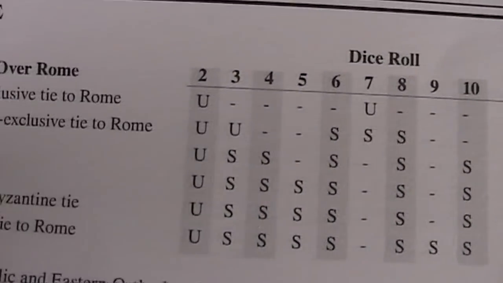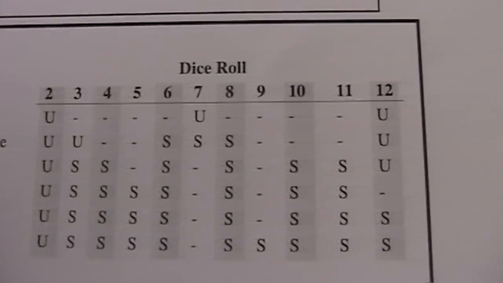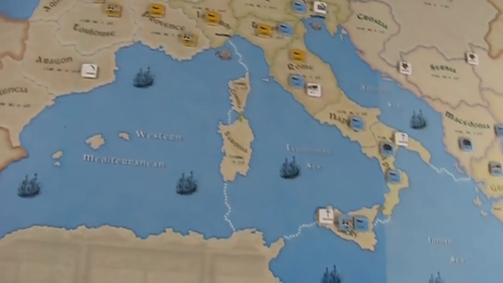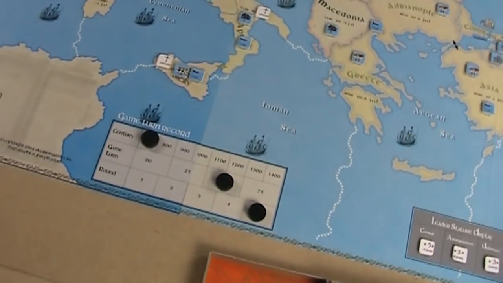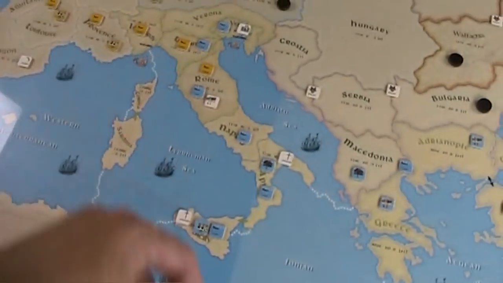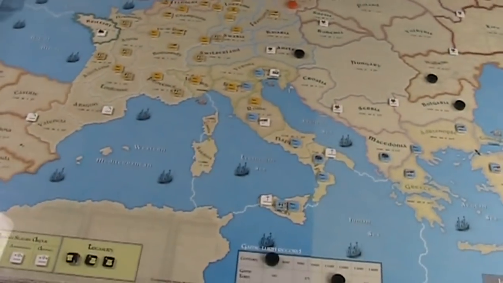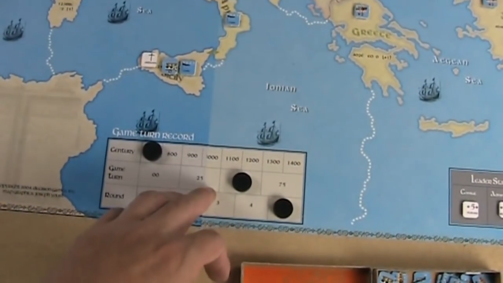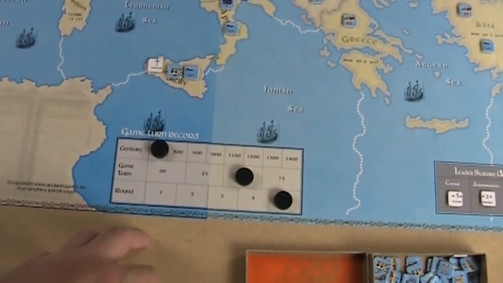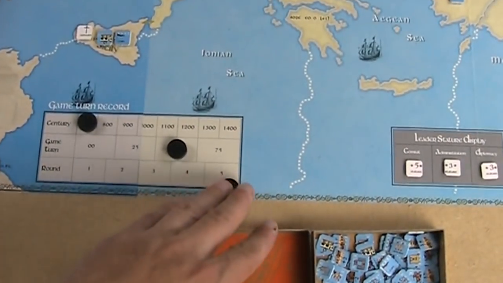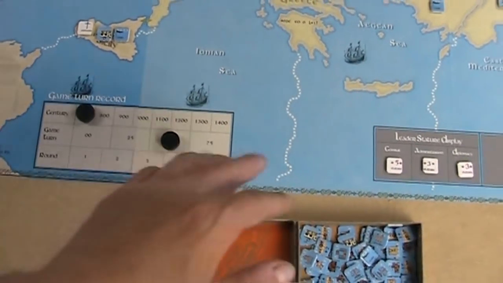Only on a 2 there would be a unification, and also on a 12, I guess. Unification would simply mean that Eastern Orthodox and Roman Catholic would now count as the same religion. And this is something we have to check at the beginning of each game turn, so after every 5 rounds. And in this specific case, we're going to check it right in the next round again, because this is this weird starting situation here.